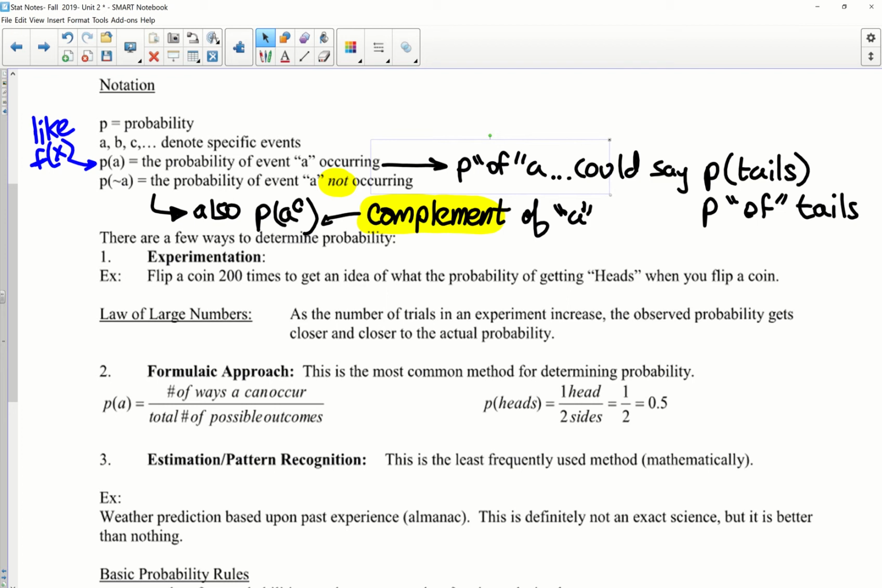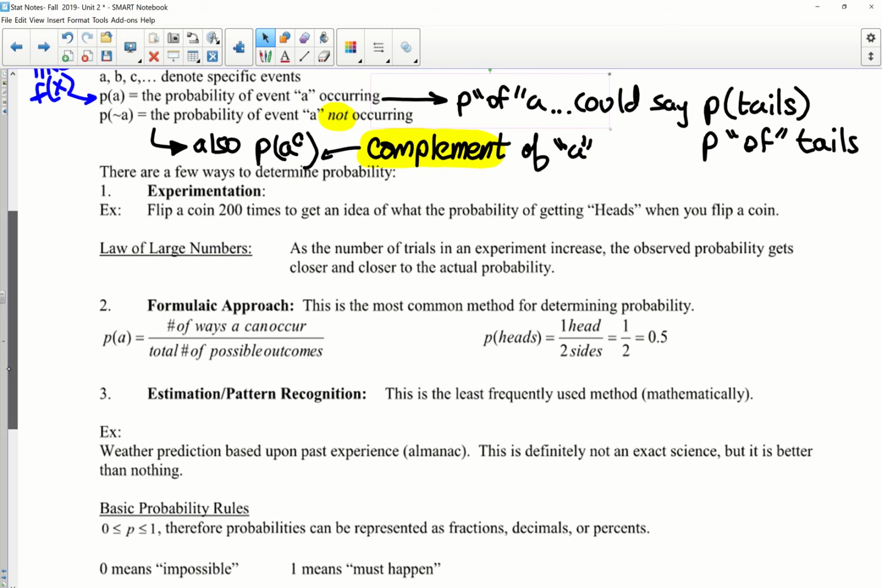So if I'm talking about the probability that it's going to rain, then the complement of that would be the probability that it's not going to rain. Right? But unfortunately, it seems that it's just another thing to know. Right? All this other stuff here in the experimentation, formulaic approach, and estimation pattern recognition, I've actually already discussed that.